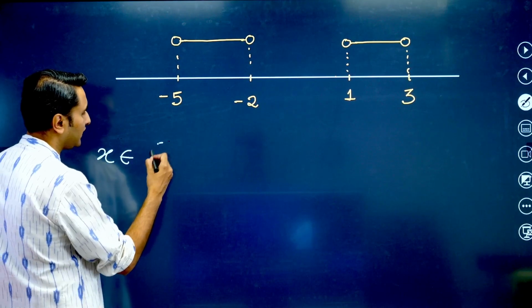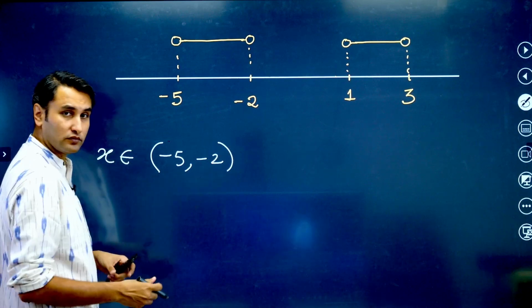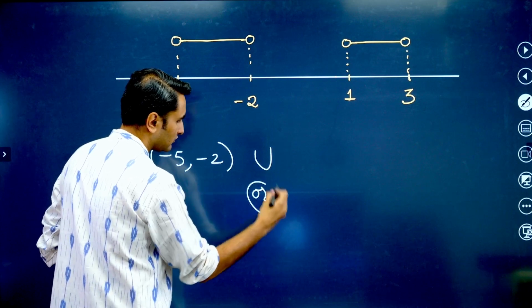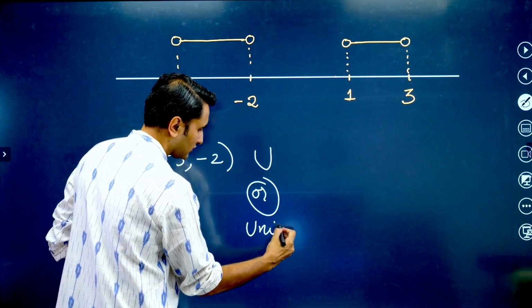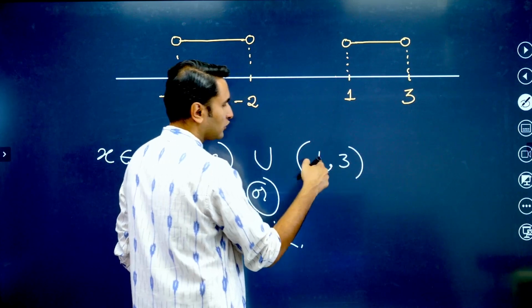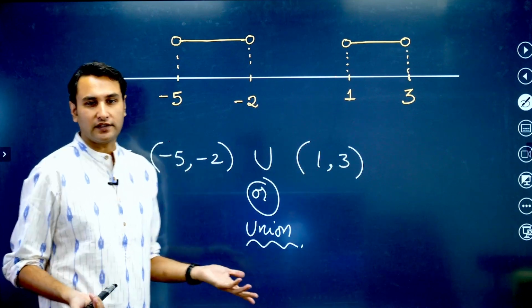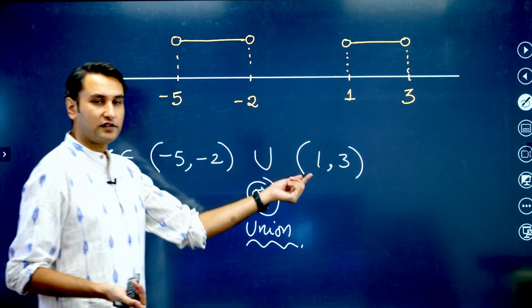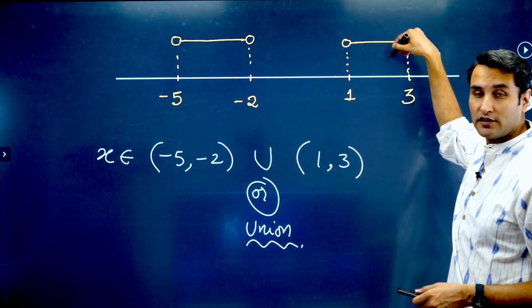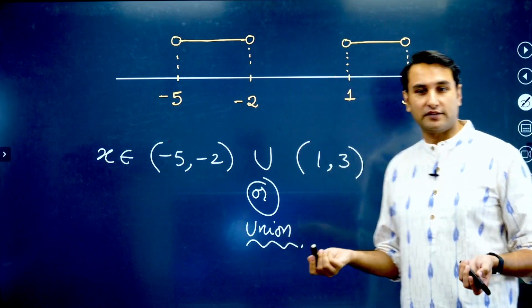So X, my tennis ball, is left somewhere in between -5 to -2, not including these two, or it got lost between Kunal's place and Vamsi's place, not including their houses. That's it, as simple as that. So all are open intervals. If it is filled at any one of these, make it a close bracket there, as simple as that.